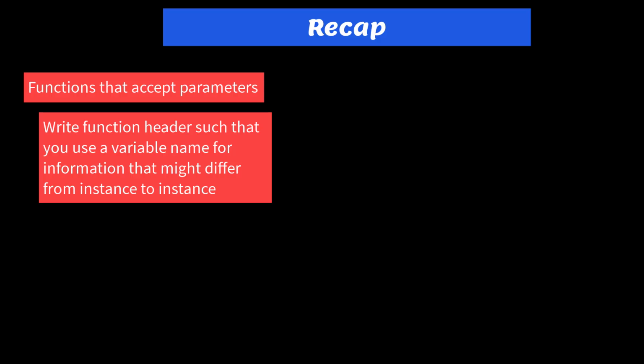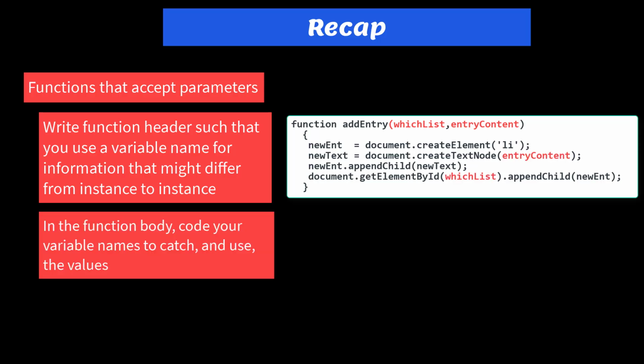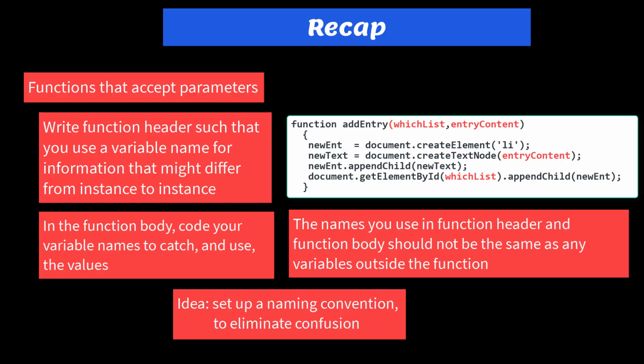In this video, we discussed how to create functions that accept parameters. Write the function header such that you use a variable name for information that might differ from instance to instance. In the function body, code your variable names to catch and use the values. The names you use in your function header and function body should not be the same as any variables outside the function. A good idea is to set up a naming convention so you're sure there won't be any confusion. For example, you might start all function variable names with the string f underscore and not allow variables outside the function to use names like that.